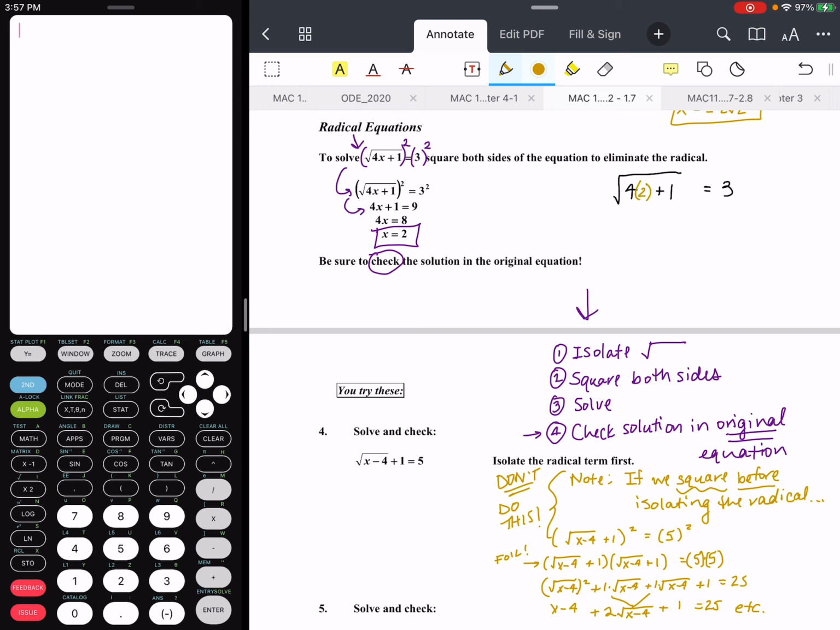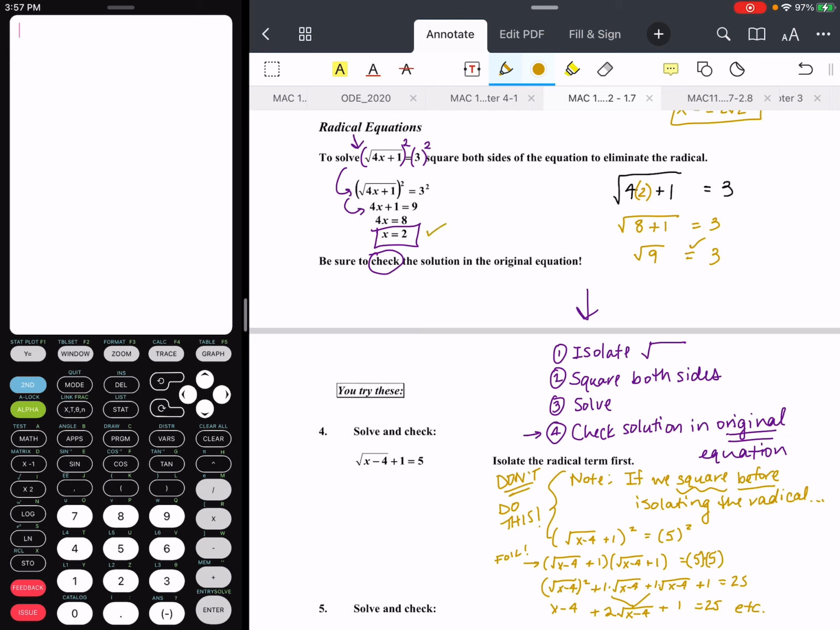Okay. So the square root of 4 times 2 plus 1, I would simplify that as the square root of 8 plus 1, which is the square root of 9. And the square root of 9 does equal 3. So at this point where it says square root of 9 equals 3, I know that my solution checks out.